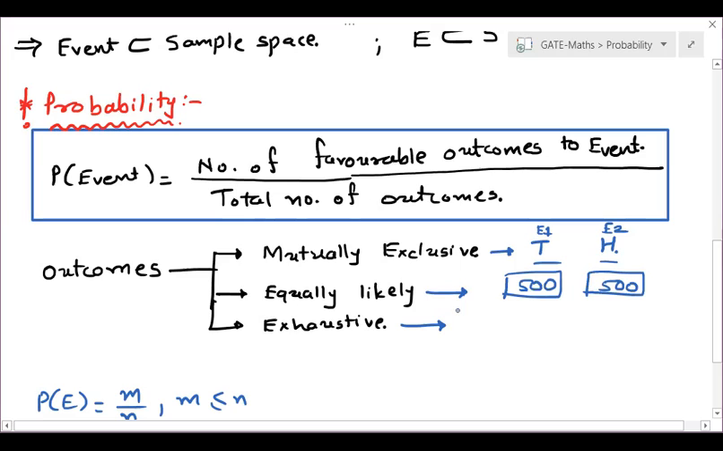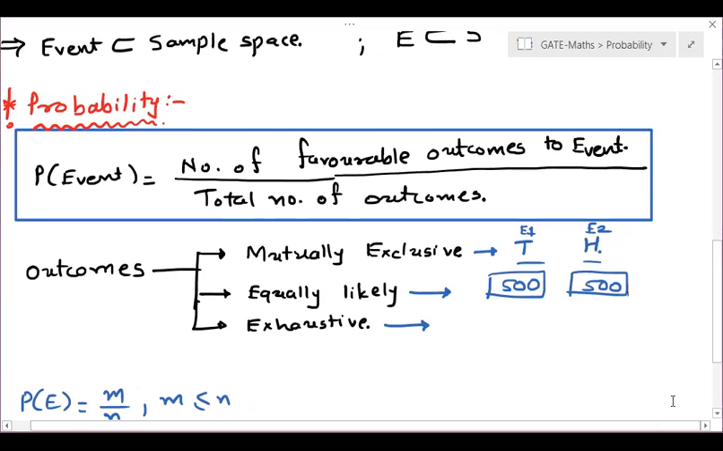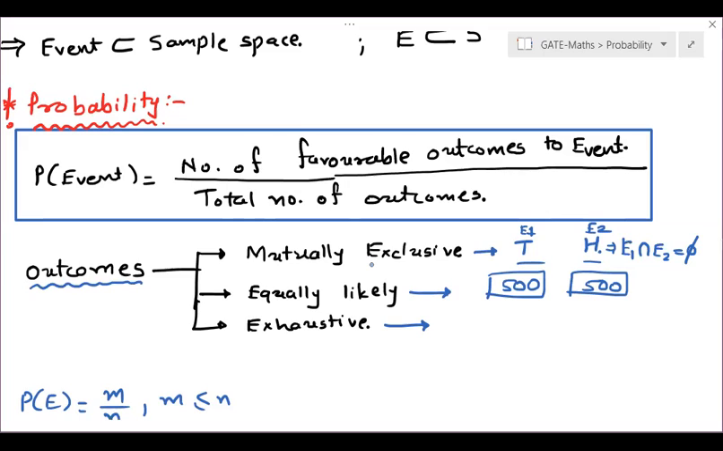And exhaustive. First, the meaning of mutually exclusive in terms of sets. Probability has a very high relation with sets, so your set theory should also be clear. Suppose I'm defining two events E1 and E2 that are mutually exclusive. That means E1 intersection E2 is phi, the null set. There is nothing common between them, because if any element is in E1, it should not be in E2, and if any element is in E2, it should not be in E1.